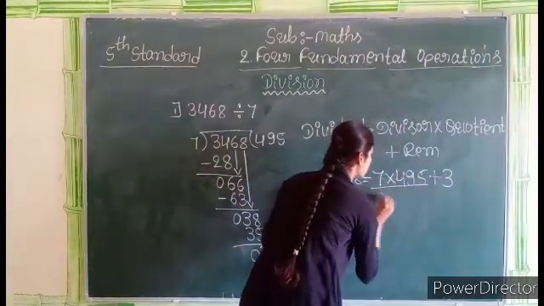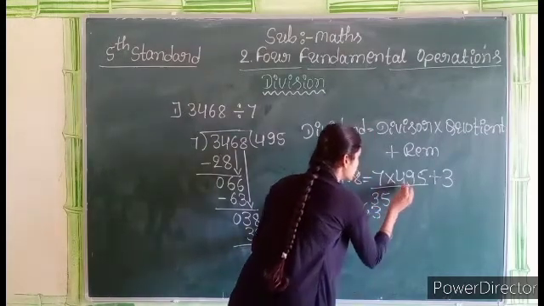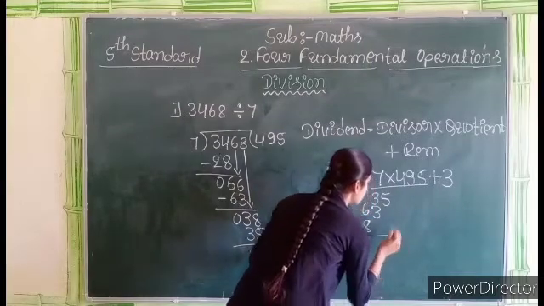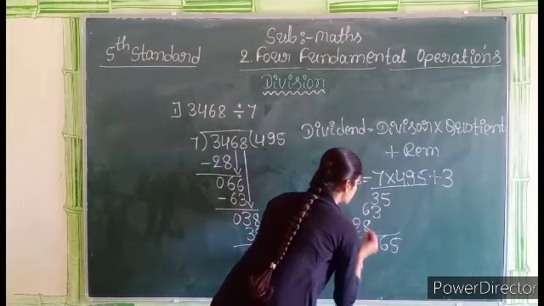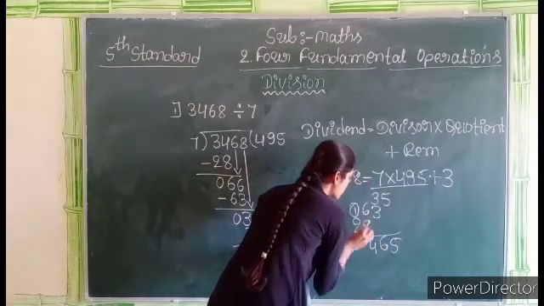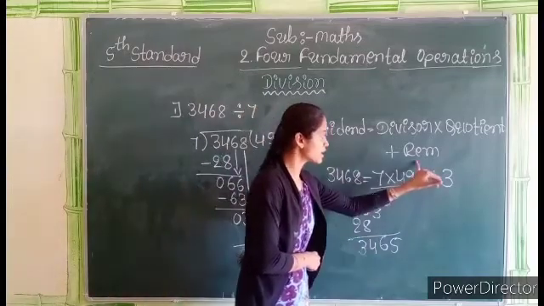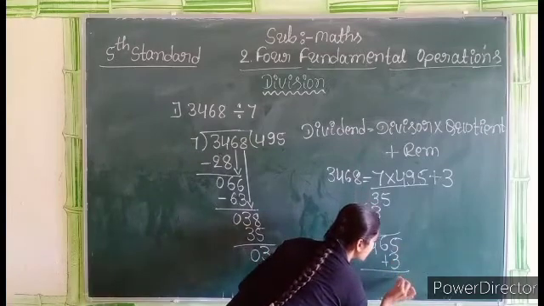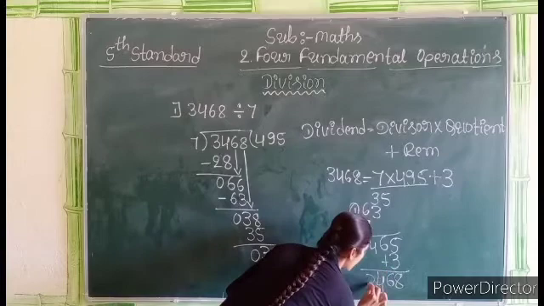5 7s are 35. 9 7s are 63. 4 7s are 28. 5, 3 plus 3, 6, 6 plus 8, 14, 4 should be written here, then 1 carry to this place, 1 plus 2, 3. For this we have to add remainder, that is 3. 5 plus 3, 8, 6, 4 as it is, 3 as it is.